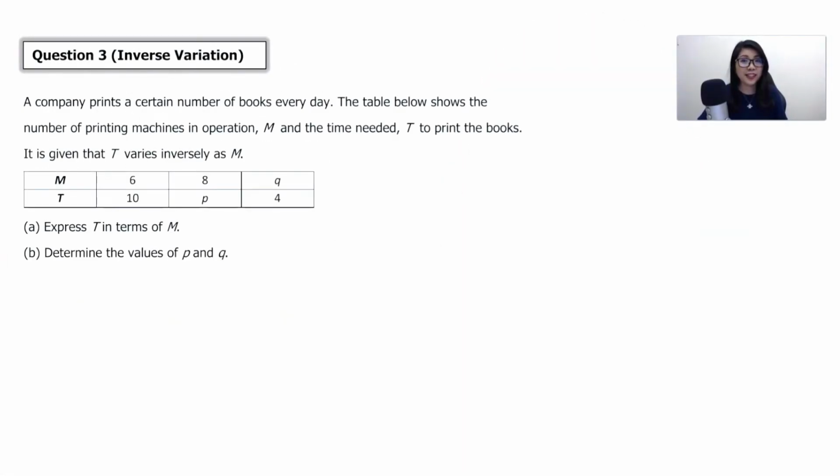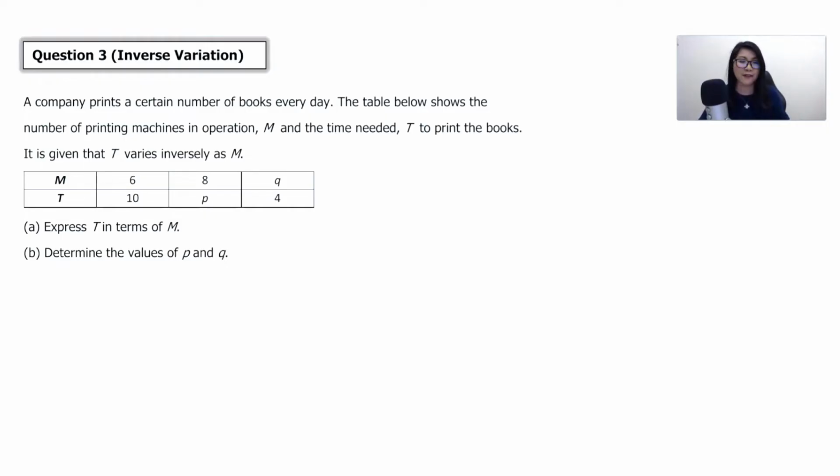Let's look at question number 3. This is on inverse variation. A company prints a certain number of books every day. The table below shows the number of printing machines in operation, M, and the time needed, T, to print the books. It is given that T varies inversely as M. A, express T in terms of M, and B, determine the values of P and Q.